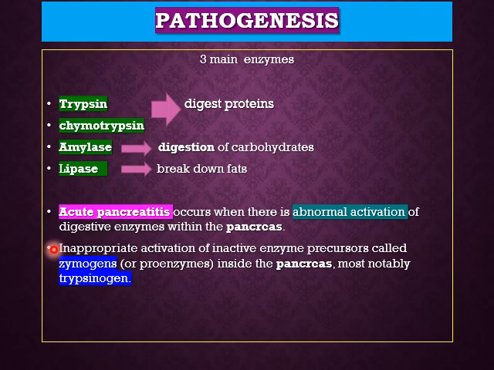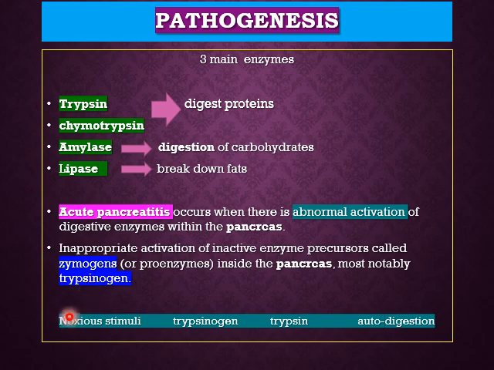Okay, and these proenzymes within the pancreas are activated, the most important being trypsinogen. The pathway: we have noxious stimuli which activate the trypsinogen. Trypsinogen becomes active trypsin, and this trypsin results in auto-digestion of the pancreatic cells.